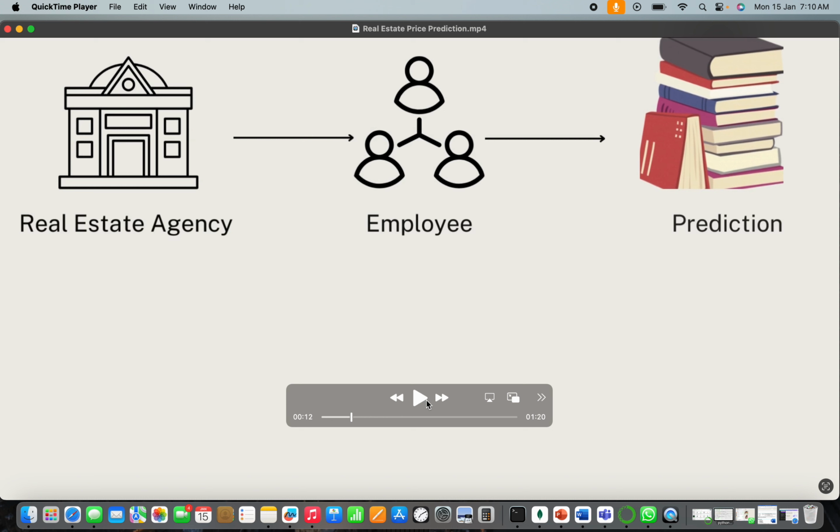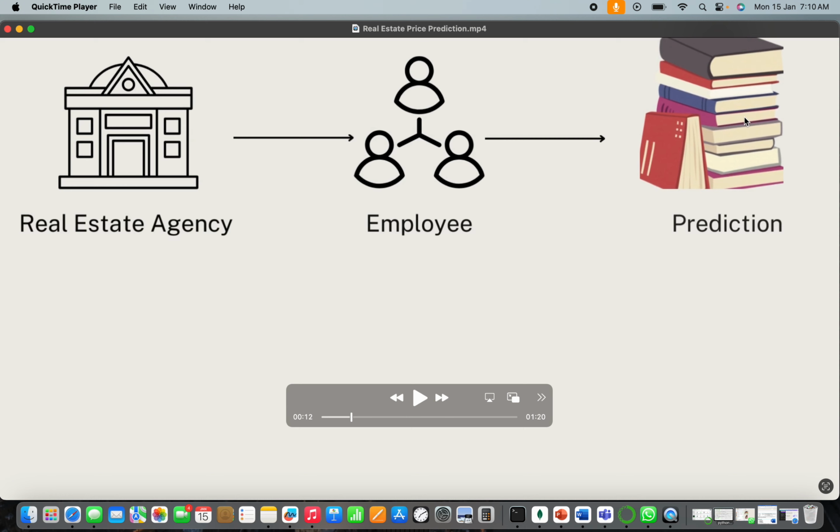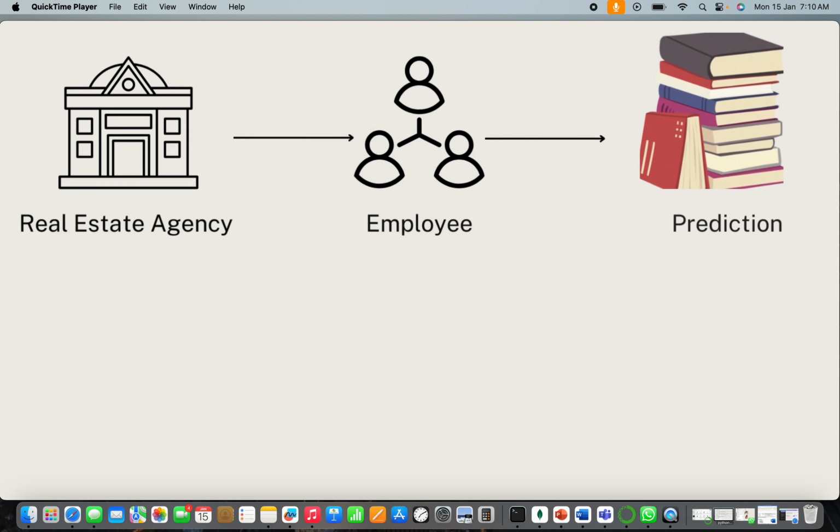So suppose there is an XYZ real estate agency. In the previous days, what the agency used to do is they used to have a department of employees working to predict the price manually. This used to cause a lot of error, and that error used to cost a lot of money to the agencies.